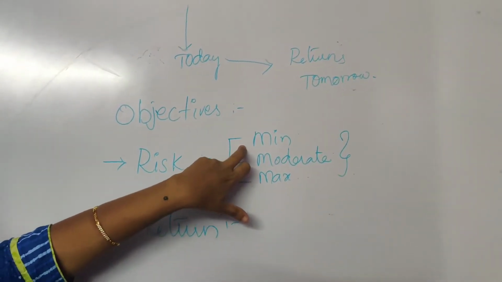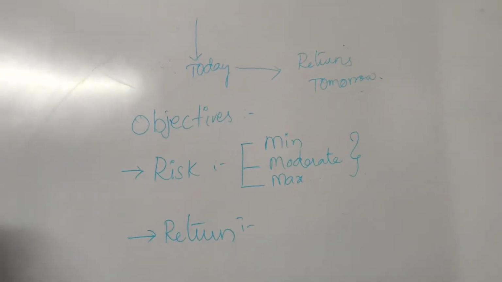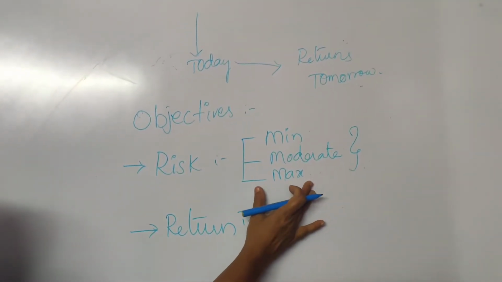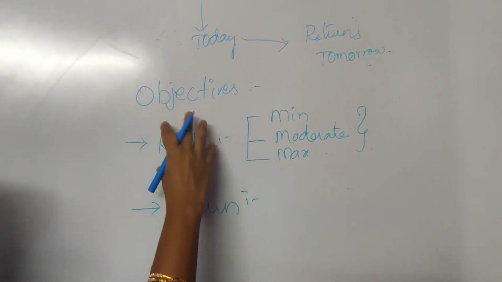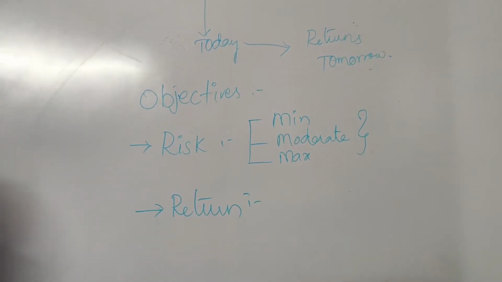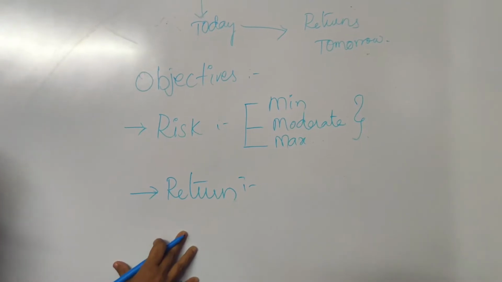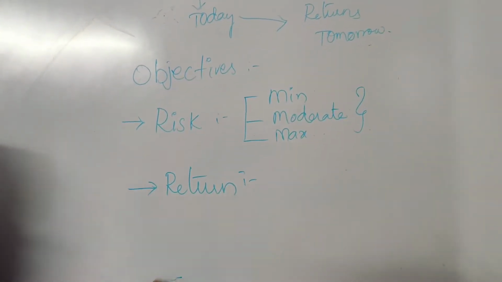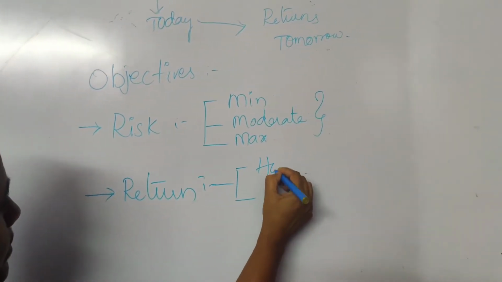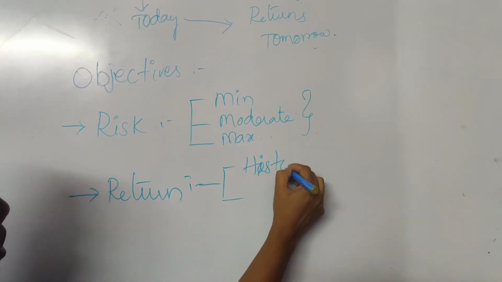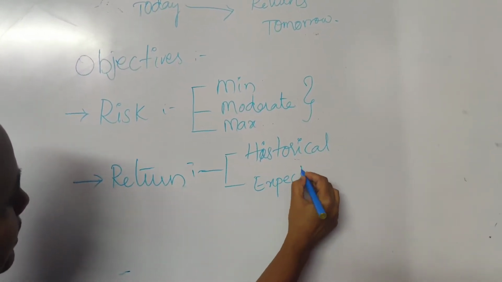If I am going to invest in banks or FD, what is the minimum risk that I have to take? If I am going through a stock market investment or equities, what is the risk involved in that? That's how I am going to assess the risk. Once the risk is assessed, based upon the risk, the investor starts expecting his return. The return is basically of 2 types: historical return and expected return.